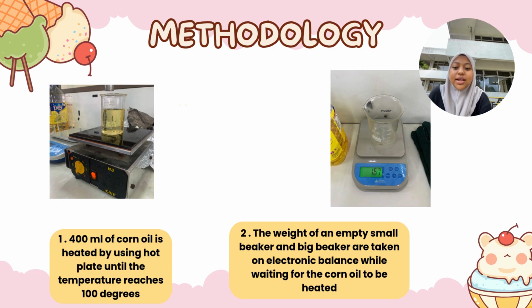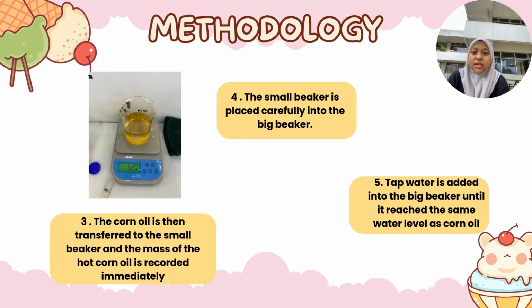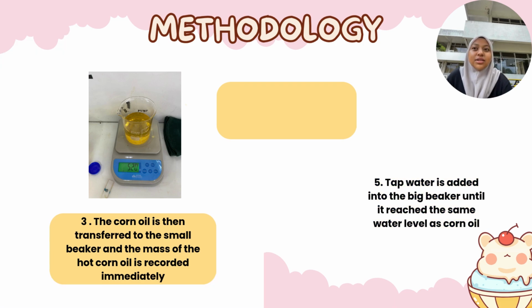Secondly, the weight of an empty small beaker and big beaker are taken on an electronic balance while waiting for the corn oil to be heated. Thirdly, the corn oil is then transferred to the small beaker and the mass of the hot corn oil is recorded immediately. Fourthly, the small beaker is placed carefully into the big beaker, and then tap water is added into the big beaker until it reaches the same level as the corn oil.